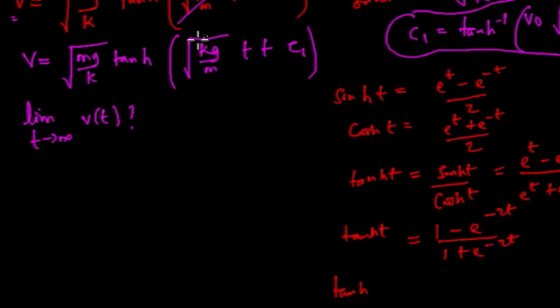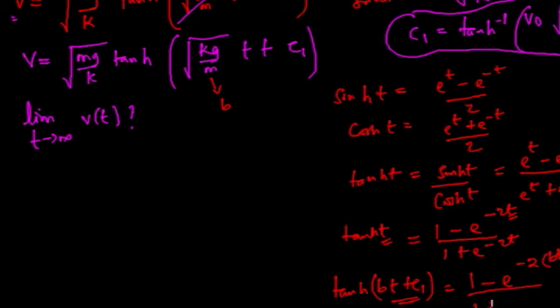And exactly what we have here is tanh of root kg over m times t. I'm going to call this b, it's a constant, like say tanh of bt plus c1. So anywhere we see t, we're going to be putting bt plus c1 there. So this becomes 1 minus e to the power negative 2 times, and I'm going to replace t with bt plus c1, divided by 1 plus e to the power negative 2 times bt plus c1.